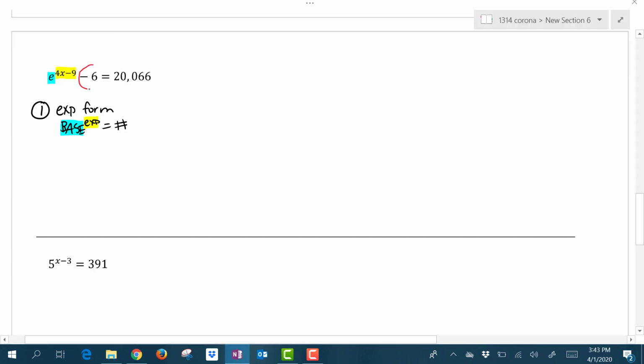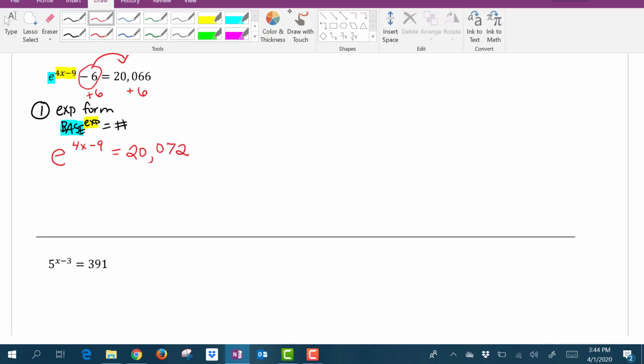The problem we have is negative 6 is not part of the exponent and not part of the base, so we need to move it to the other side of the equation. So we're going to do that by adding 6 to both sides. Why add 6? Well, between the thing we want to get by itself and the thing we want to get rid of, we are subtracting. We will do the opposite of that operation. So now we have e to the 4x minus 9 power is equal to 20,072. Okay, so that's step 1.